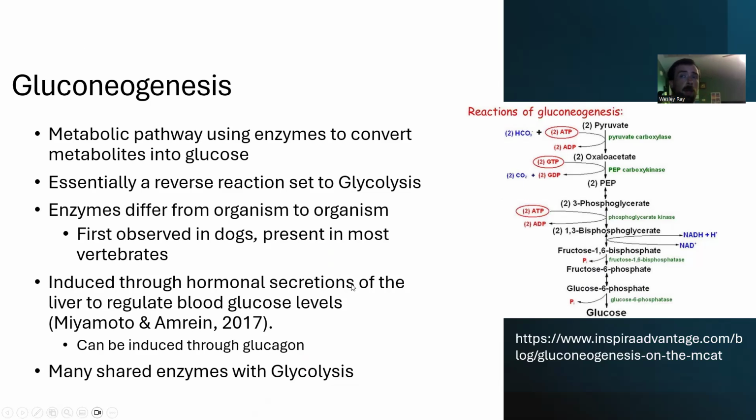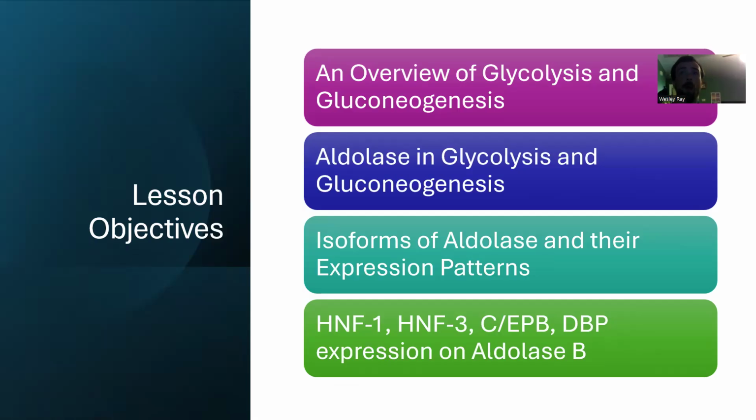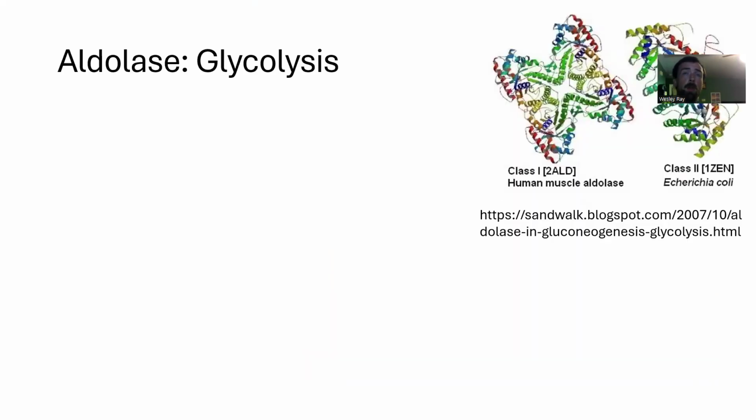I will say that because this is a chain of reverse reactions to glycolysis, you will see many of the same enzymes. And aldolase, that we talk about later, is one of those enzymes that is apparent in both glycolysis and gluconeogenesis. So be on the lookout for that. I'm going to call that a decent overview of glycolysis and gluconeogenesis. And that should let us proceed to the role of aldolase, respectively.